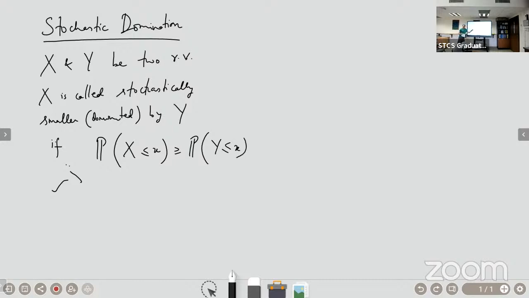Last time I made a mistake, I put a less than or equal to sign. So this is the probability of being less, so X is actually smaller. Equivalently, you can think of P of X greater than x. This is much easier to think about. Which one should be larger? We'll simply denote this by X.